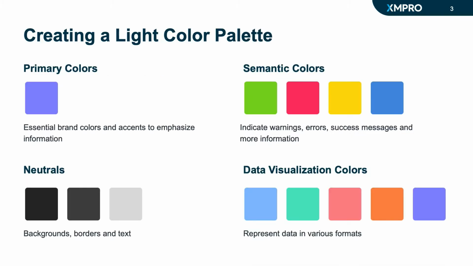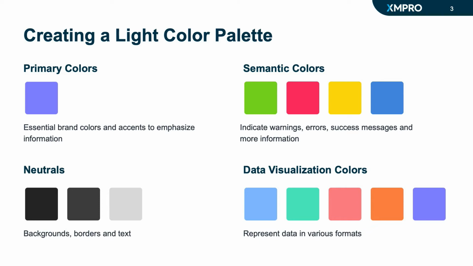So how do you actually create a color palette? I'm going to take you through two examples, one for a light theme and one for a dark theme. First, you want to start off with a primary color. This color can be your brand color or any particular color that you would like to include across the interface. One way that you can use this color is to include it as an accent to emphasize elements like buttons and links.